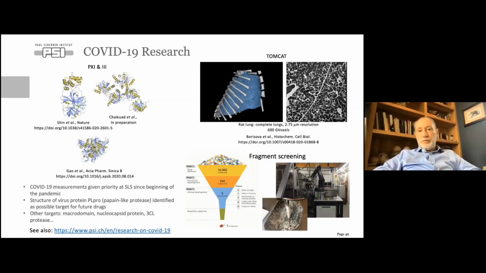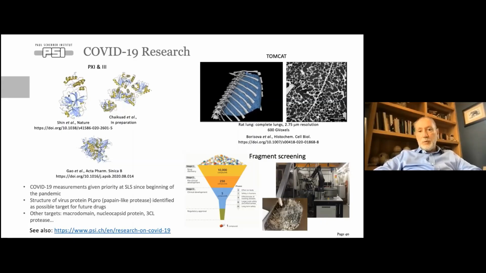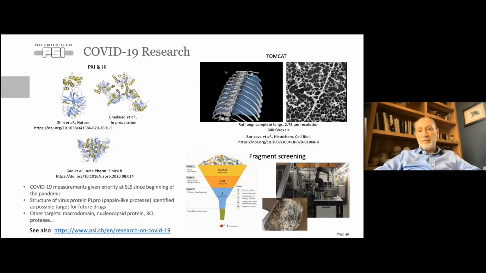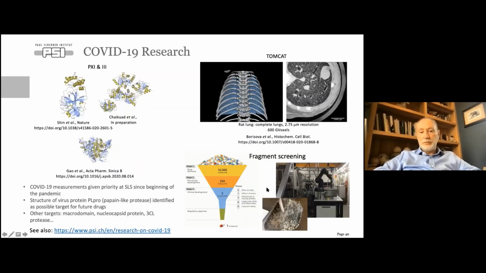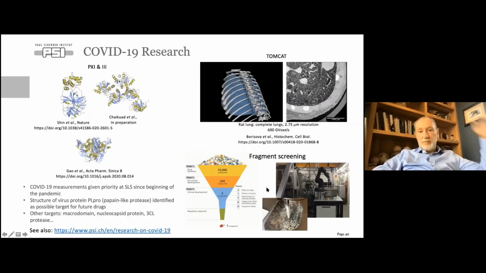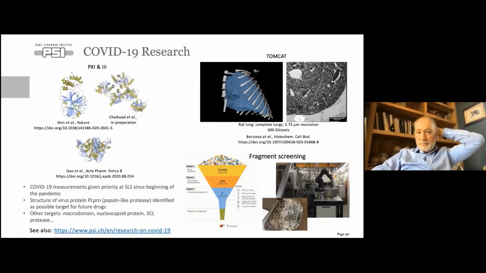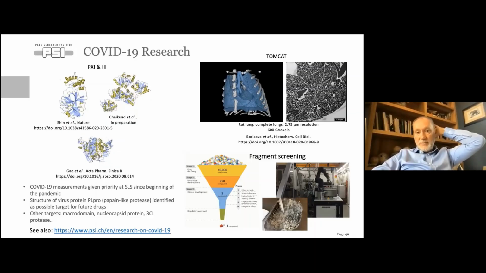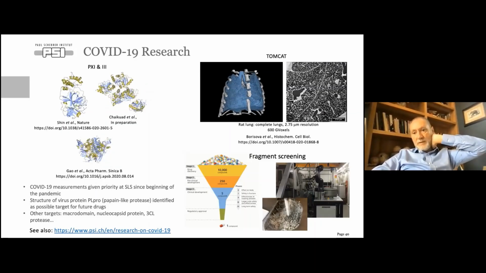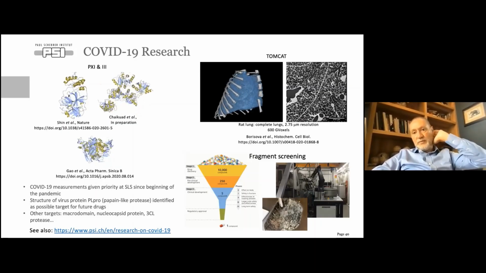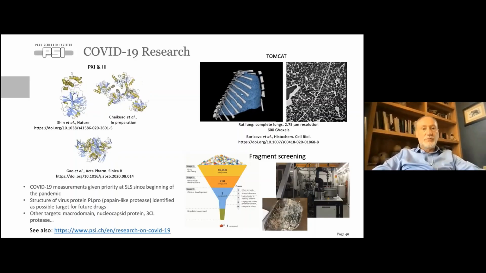We also looked at fragment screening for COVID experiments, and of course this is to a large extent automated. So people would send in many hundreds of different crystals, and these would be looked at successively at our protein crystallography beamlines.